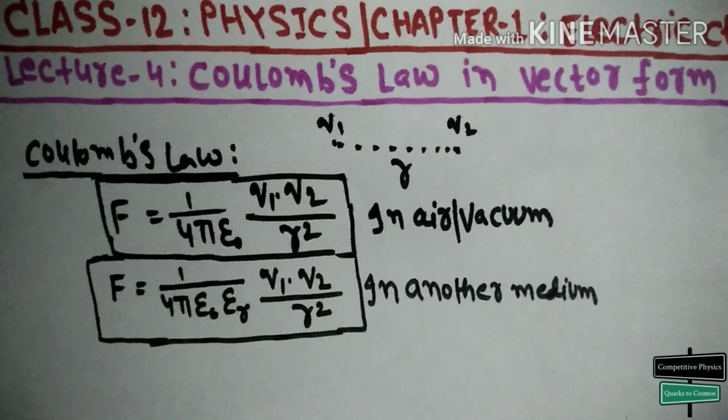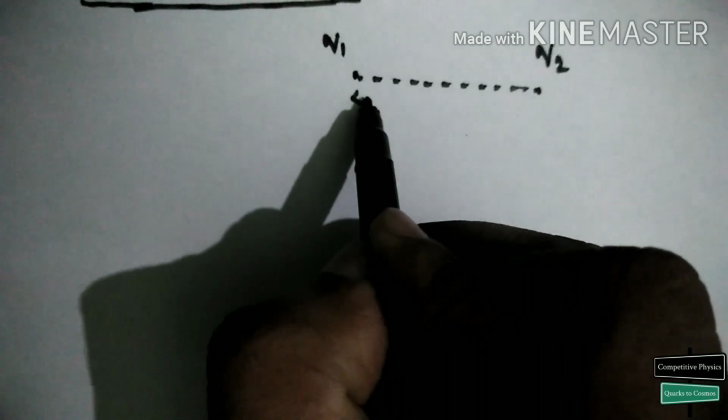Since force is a vector quantity, it is better to write force in vector form. So here in this lecture we will learn how to write Coulomb's law in vector form. Consider two like charges Q1 and Q2 separated by distance r in vacuum, as I can draw here. So here Q1 and Q2, this is Q1, this is Q2. These two are separated by distance, suppose this is r.